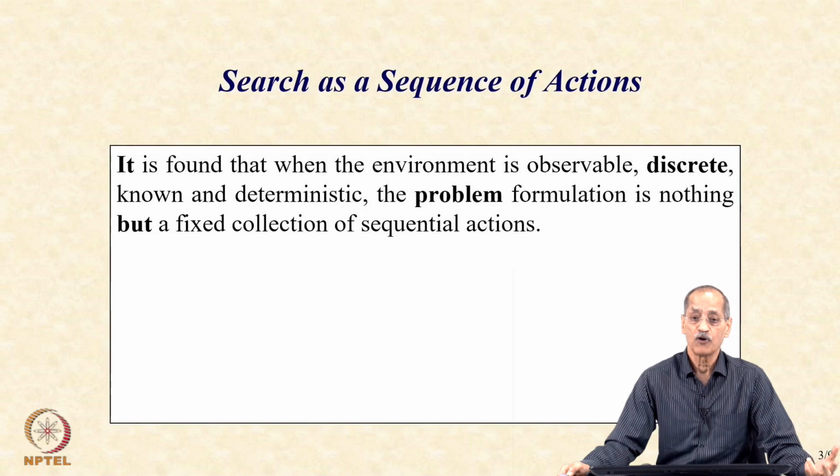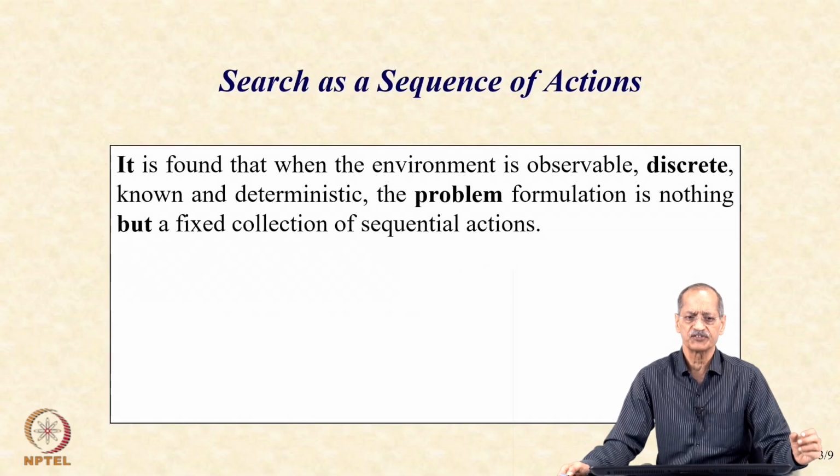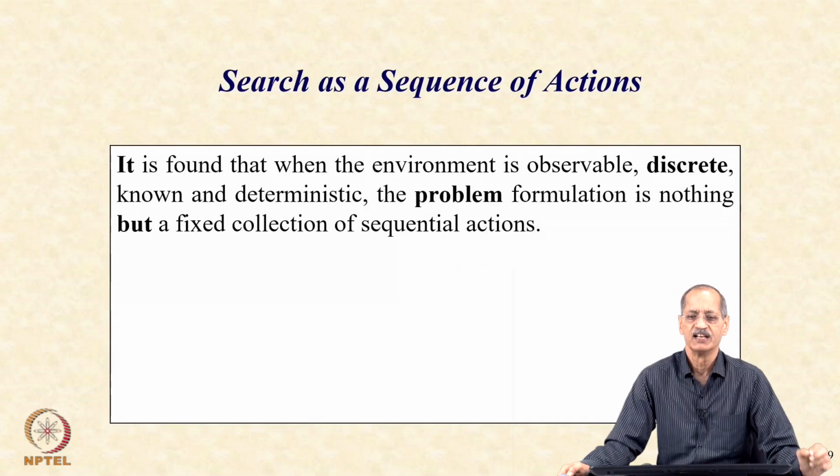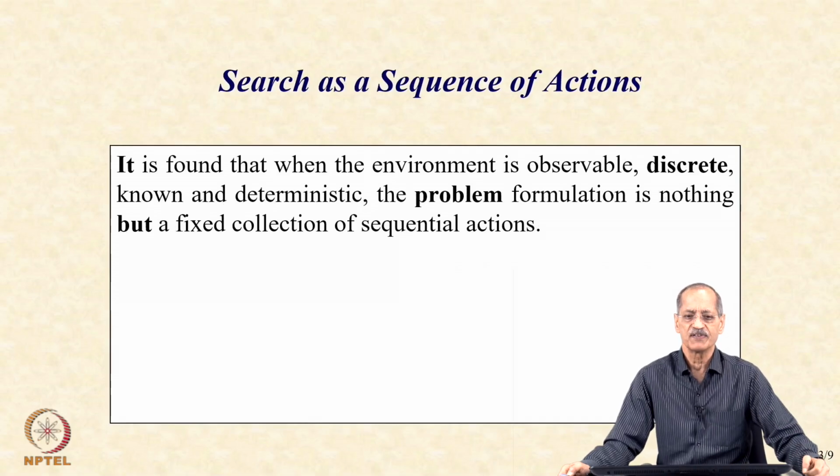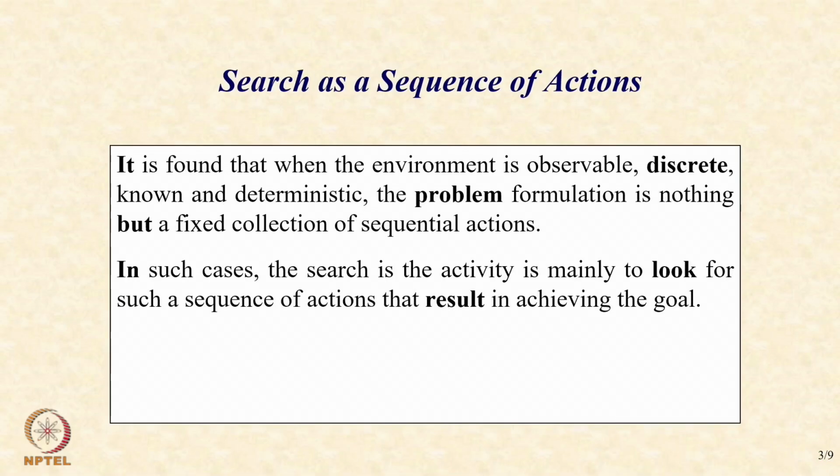So, the problem formulation is nothing but a fixed collection of sequential actions. Because it is a deterministic problem, the formulation is nothing but a fixed collection of sequential actions that if you take this sequence of actions, you will reach the solution. This is what the interpretation is. And the search activity is essentially looking at a sequence of actions that will result in achieving the goal. So, this is how the whole search can be broken down into just a sequence of actions.